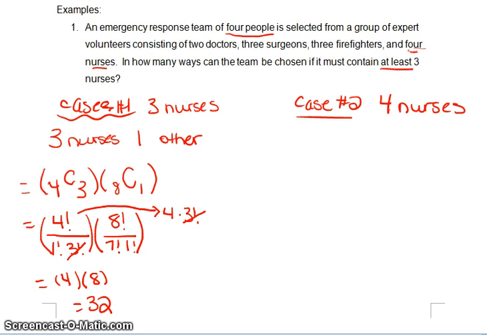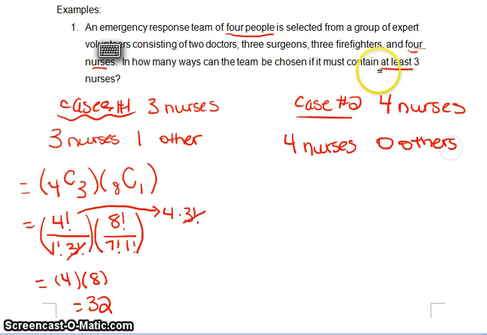So moving on to case number 2. This is when we have just 4 nurses, so we're choosing 4 nurses and 0 others. Remember, it's that keyword "at least." We could have at least 3 people, but we could have more. But there's only a team of 4 people, so we wouldn't go any higher than that.